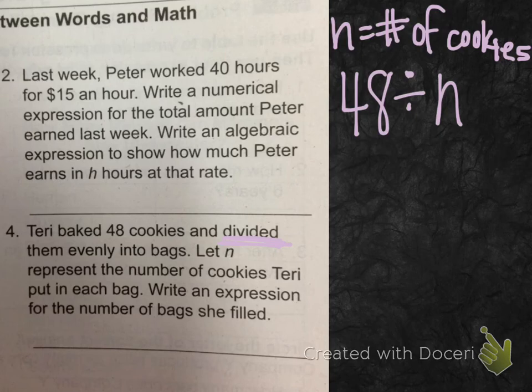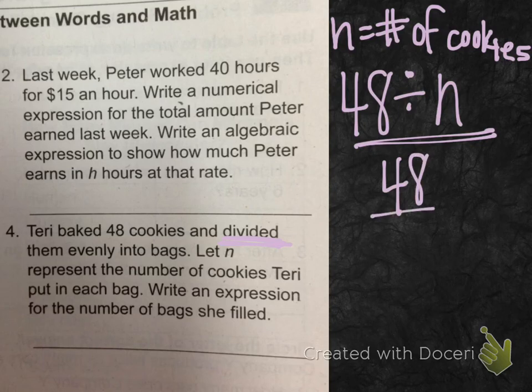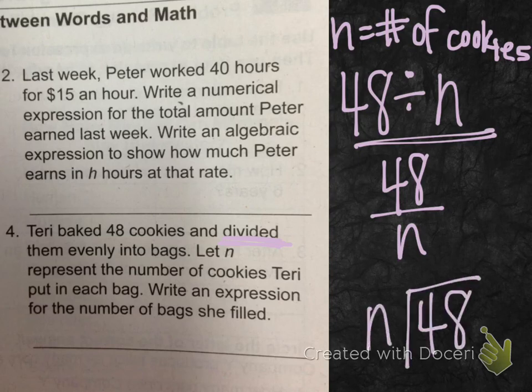So write the expression for the number of bags she filled. This means we could have had 48 divided by N like this. We can also write it like 48 over N. Most of you are used to seeing this as a fraction, but it means division. It's the same thing as 48 divided by N. We could write it one, two, or three ways, and that's perfectly fine.